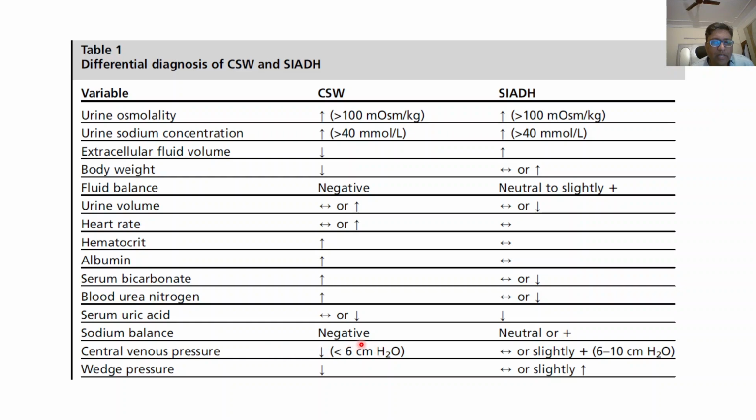Sodium balance will be definitely negative in salt wasting; in SIADH they will be neutral or positive. CVP is going to be low, and the dehydration is definitely more compared to SIADH. Again, some people say that these are very overlapping conditions, and you cannot really differentiate between them except by the main differences in volume status.